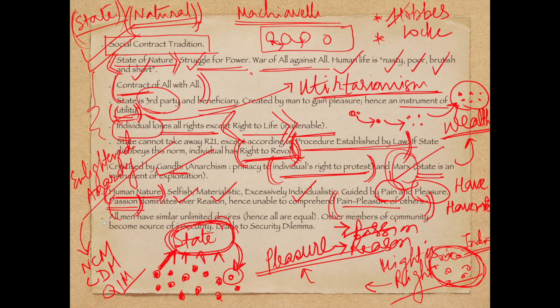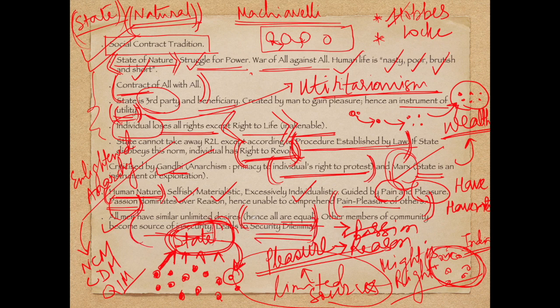Okay. Now in this case, all men have similar unlimited desires. So all men are equal. This is what Hobbes specified, that there is no difference between human beings. They all have the same desires and all are equal. They are all fighting for limited resources. Because they are all fighting for limited resources, the guy sitting beside me becomes a source of insecurity, and this gives rise to the security dilemma.